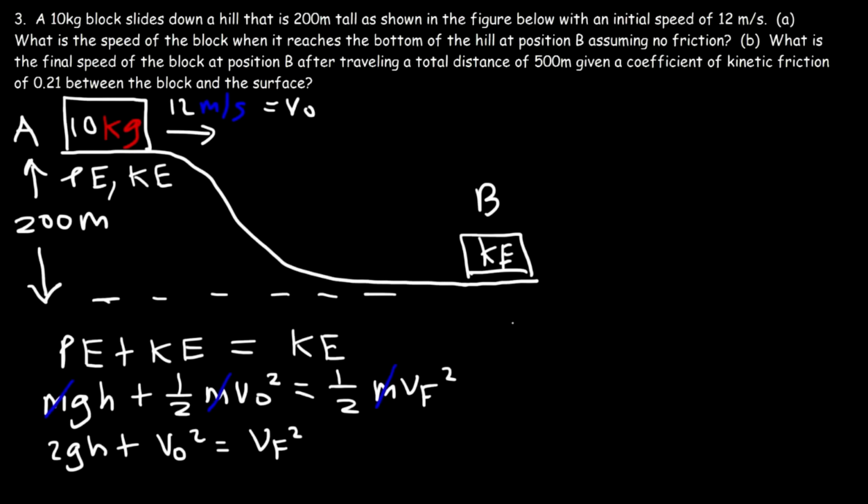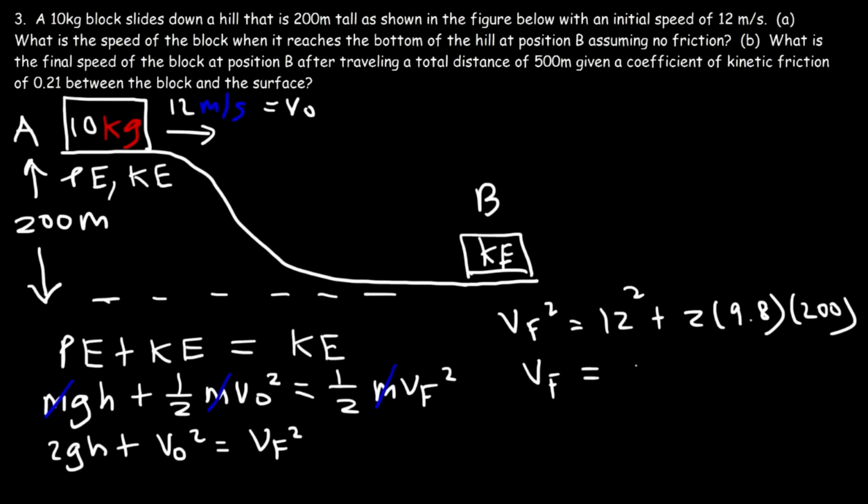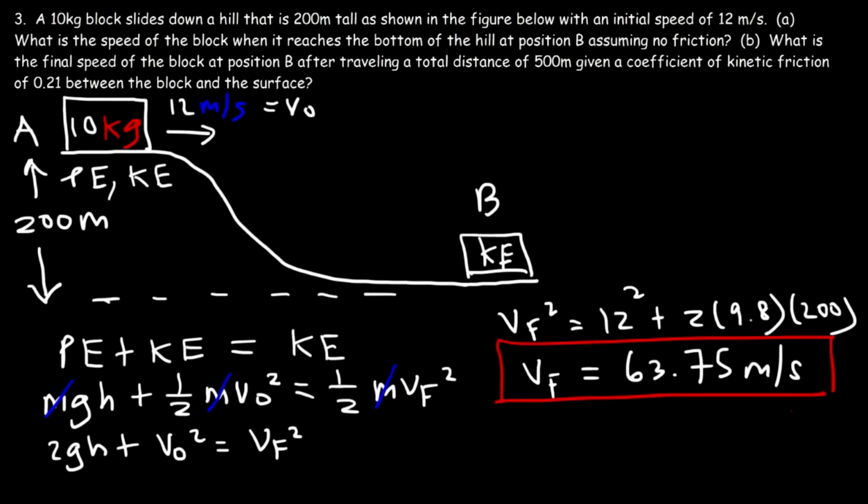So let's calculate the final speed. So V final squared is equal to V initial squared, which is 12 squared, plus 2 times the gravitational acceleration times a height of 200. So it's 12 squared plus 2 times 9.8 times 200, and that's 4,064. And then take the square root of that number, and you should get a final speed of 63.75 meters per second. So this is the speed of the object at position B if there's no friction.